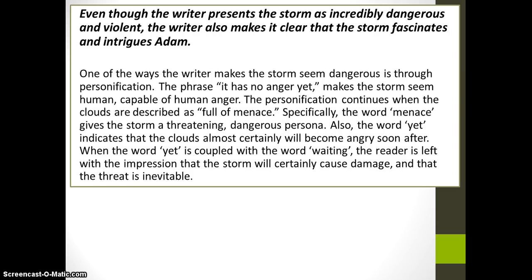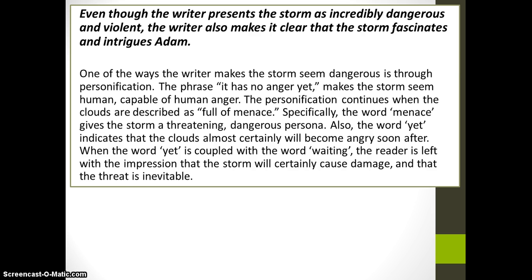I'm showing that I understand personification, the way that this storm, which obviously isn't human, is almost brought to life. Specifically, the word menace gives the storm a threatening, dangerous persona. I'm showing I understand that word. I'm showing the idea that it is associated with a threat and with danger. Also, the word yet indicates that the clouds almost certainly will become angry soon after.